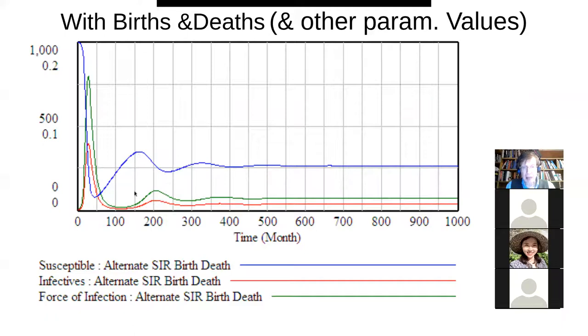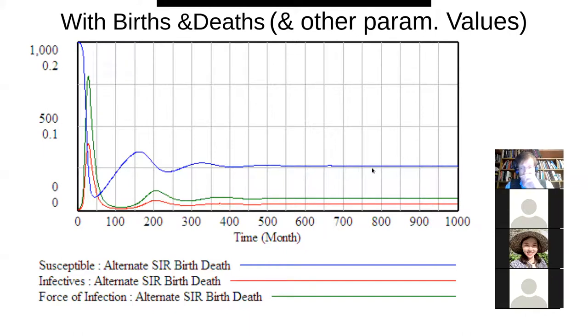And then that sets the stage for a subsequent wave. I think this chart is without births and deaths. Sorry, the chart is with birth and death. Yes, so this is with births and deaths occurring. Deaths occur from any of the stocks in this model, but births are occurring into the susceptible state. And so it's rising, and this gives rise to a subsequent outbreak. And you can see it oscillate until it reaches this equilibrium.